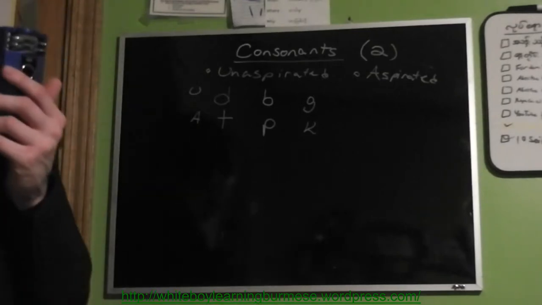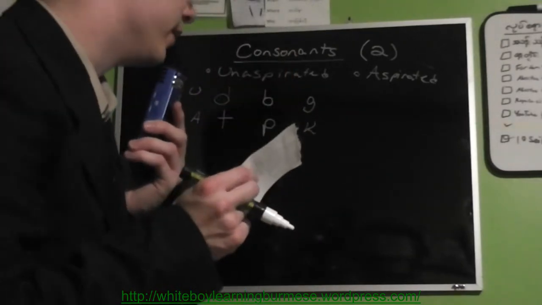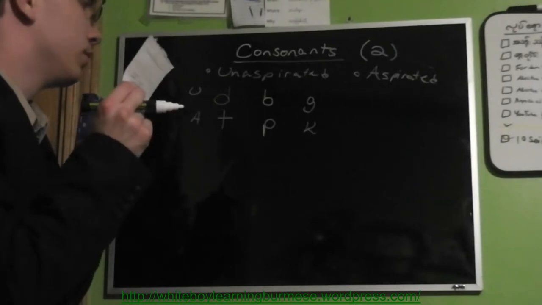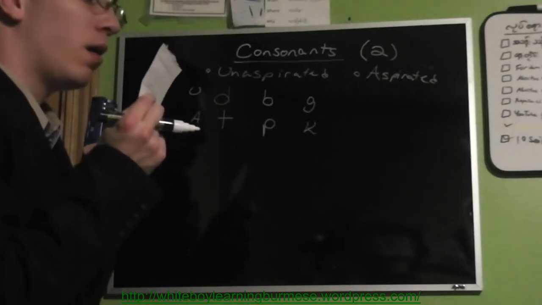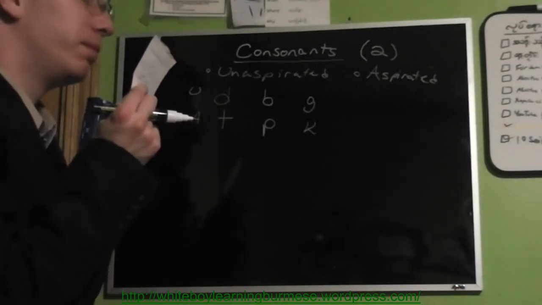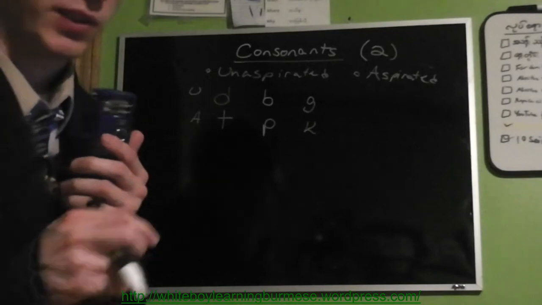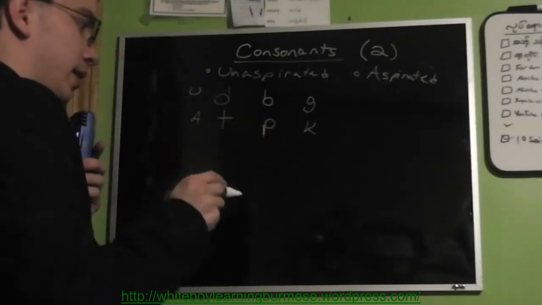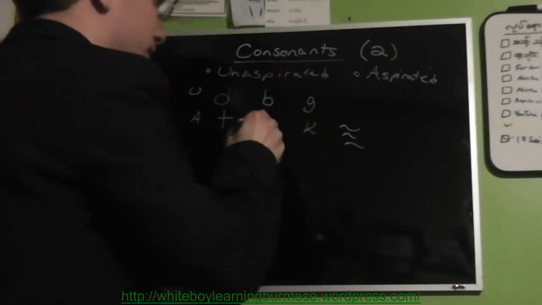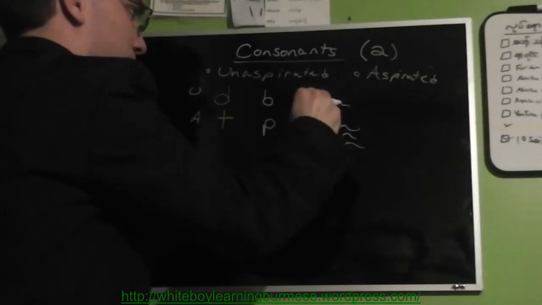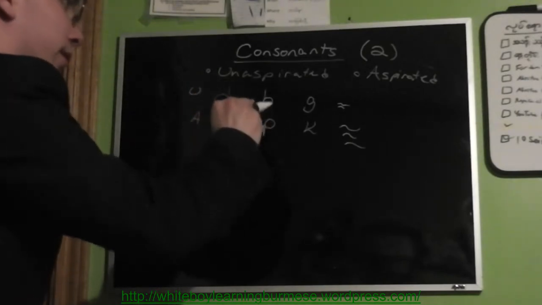I exaggerated a little bit, but it's a known test: if you take a piece of paper and put it in front of your mouth while saying these things. So, D, paper barely moves. T, you see that paper, it just flew. B, P, G, K. The reason it moves like that is because when you're saying aspirated consonants, air is coming out of your mouth. Now a little air, of course, still has to come out for the unaspirated ones, but not as strong. So, D, T, B, P, G, K.